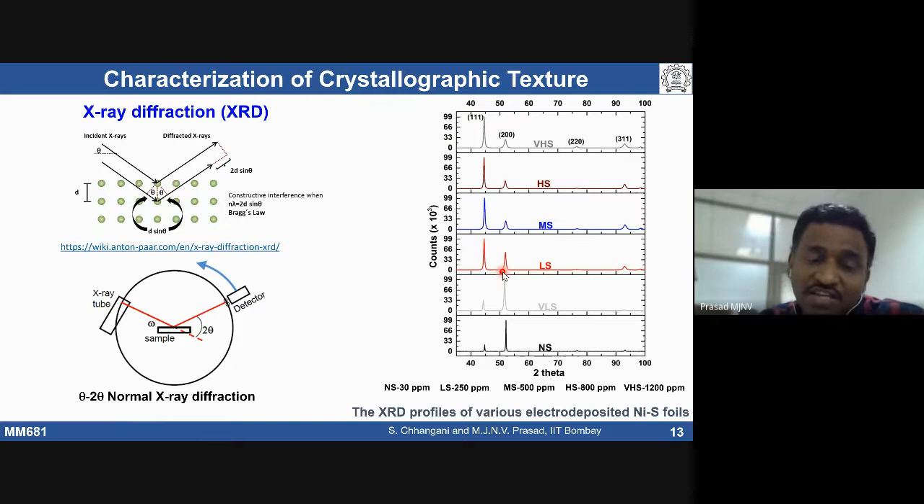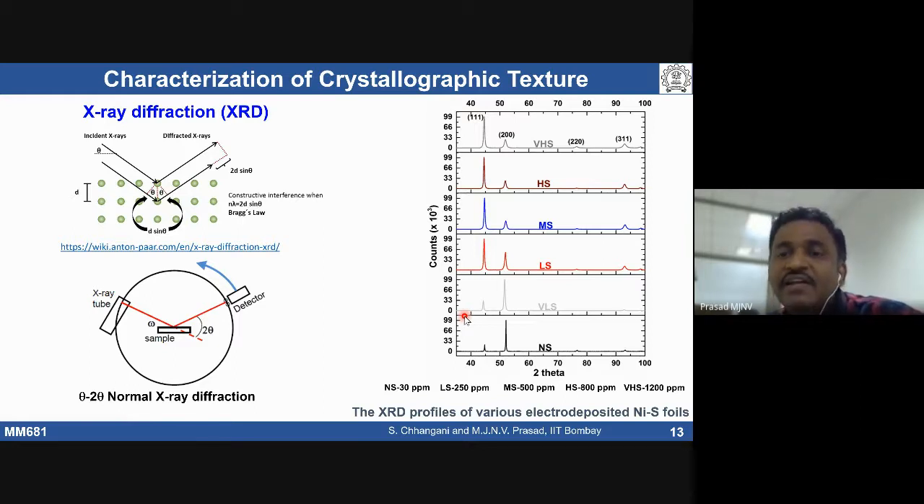That's why the regular theta-2 theta normal X-ray diffraction will not be used for quantifying the crystallographic texture of a material, but it can give you some qualitative information that some texture change is taking place. This is the first cut people always do: first do the normal theta-2 theta scan and see whether there is any change or not.